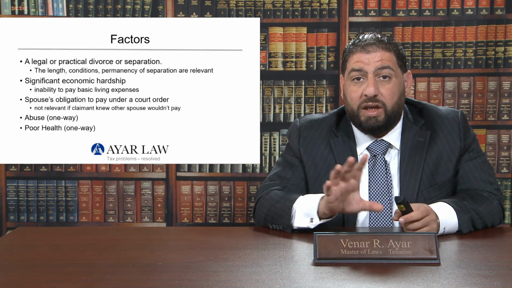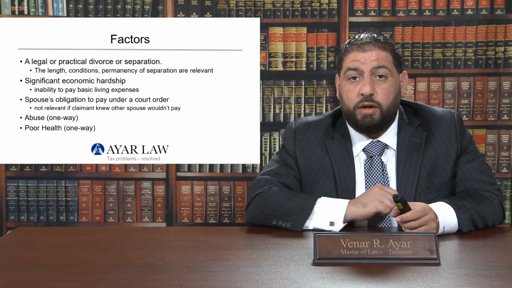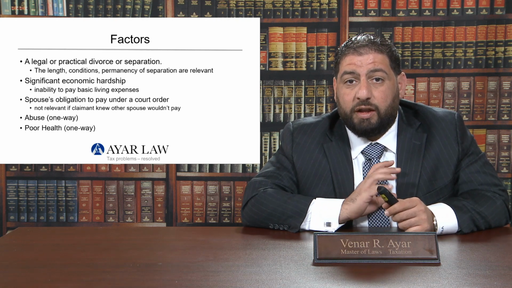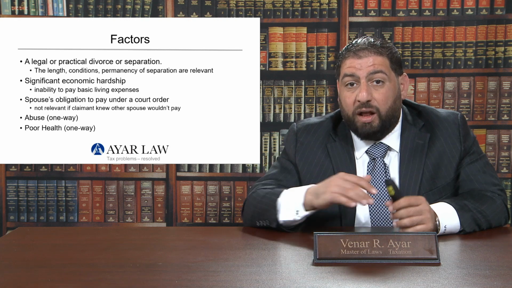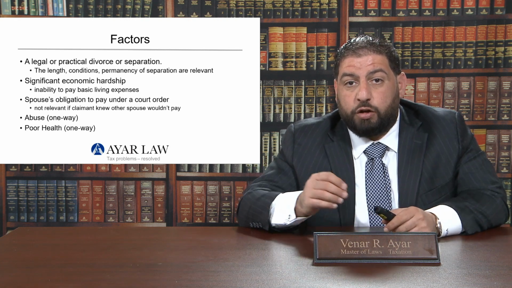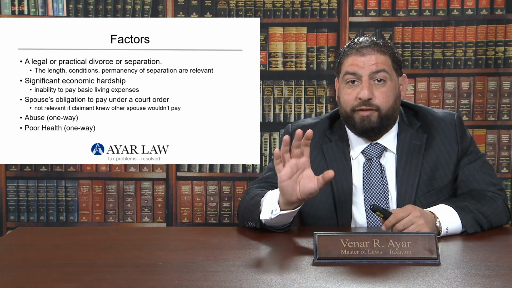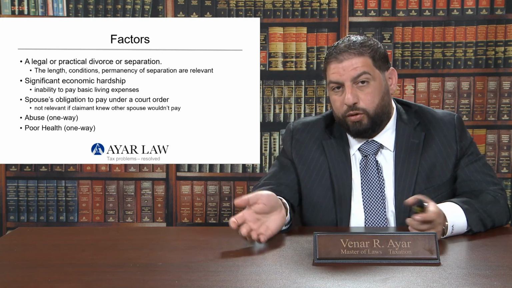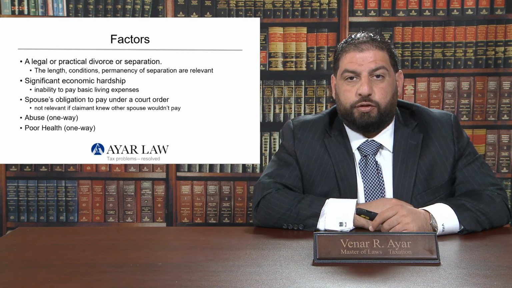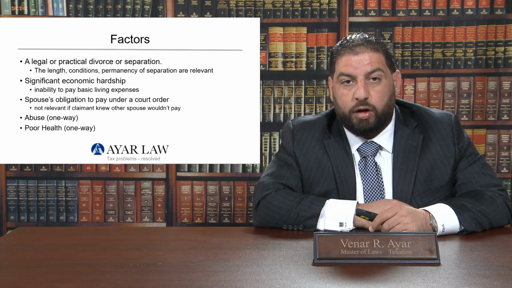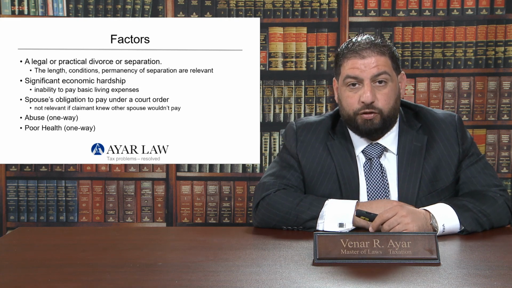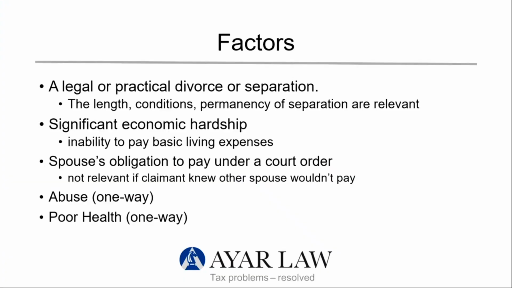But as long as you meet those 6 conditions, then the IRS will look at the totality of the facts and circumstances to try to determine what the fair thing to do would be, or equitable thing to do. Equitable is just a fancy lawyer talk for the word fair. Now, some of the factors they'll look at: if there's a legal or practical divorce or separation.